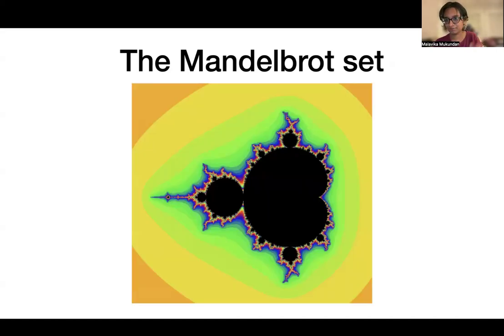Okay. So this is an image of the Mandelbrot set. As you can see, the complement seems to be simply connected, and it seems to have several components, and you can show that it's a compact set.